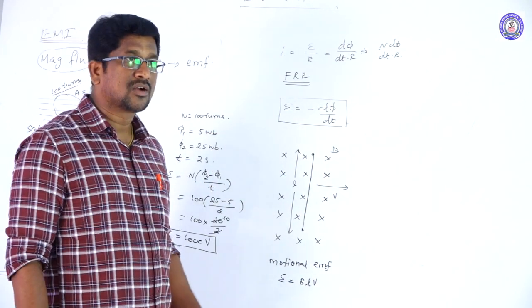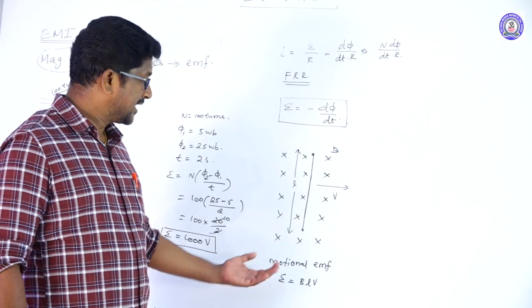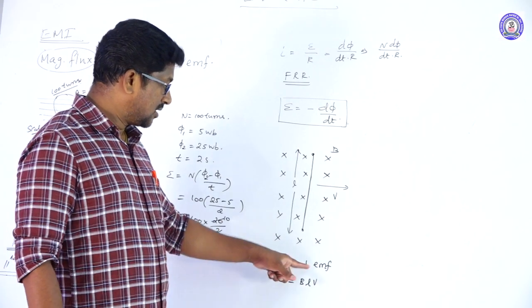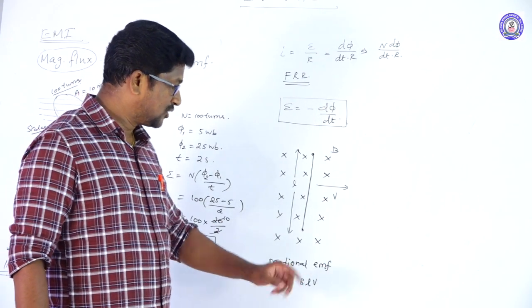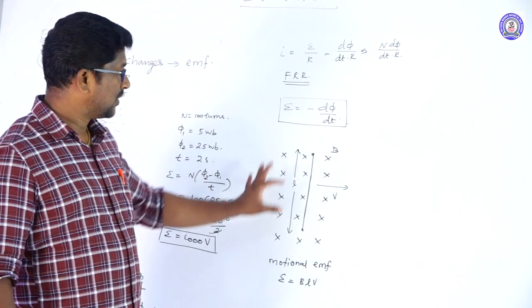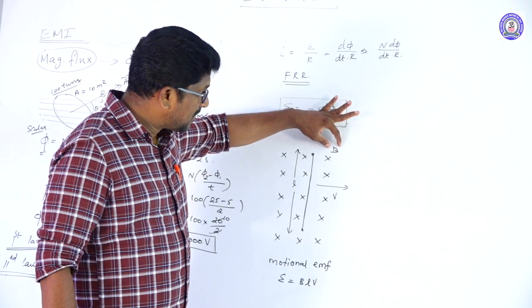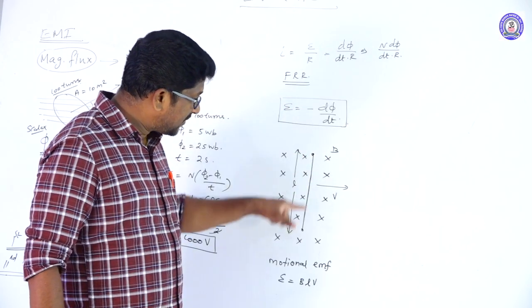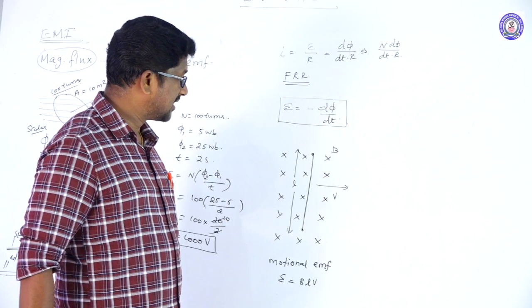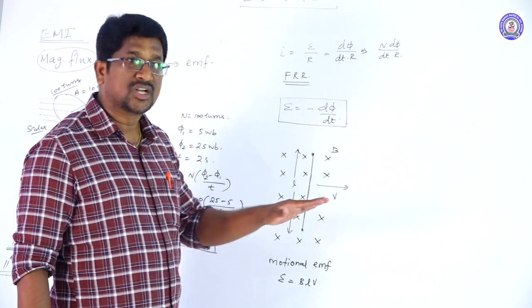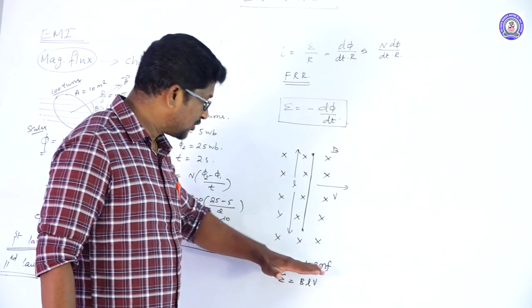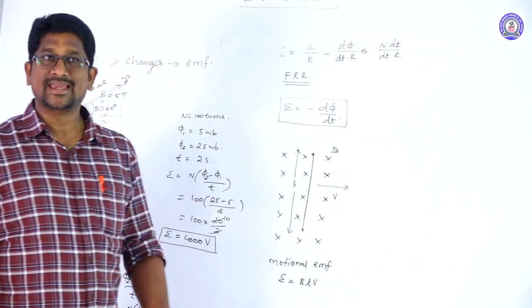Okay, from the magnetic Lorentz force, we can derive an expression for motional EMF. The motional EMF obtained is E is equal to BLv. Right, when a straight conductor of length L moves with a velocity v in the uniform magnetic field, an EMF is induced across the ends of the conductor. That EMF is called motional EMF. It can be calculated by using the formula E is equal to BLv.